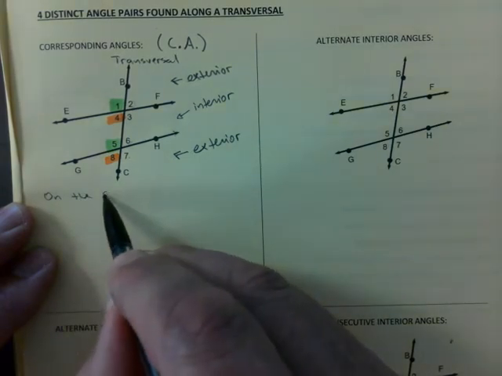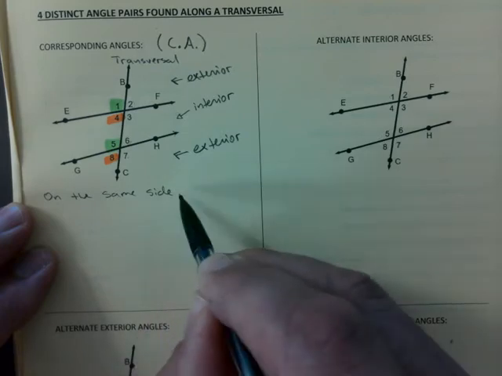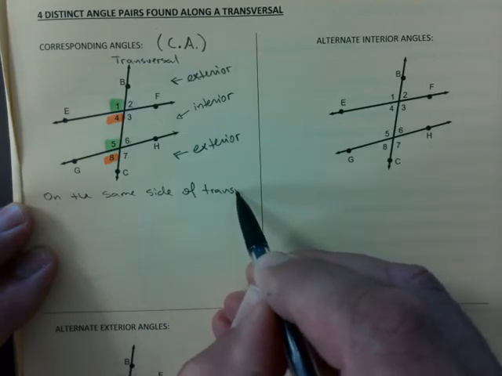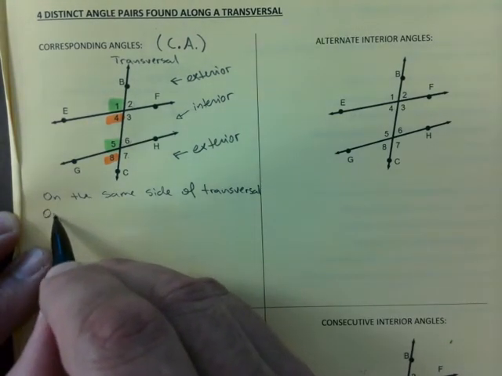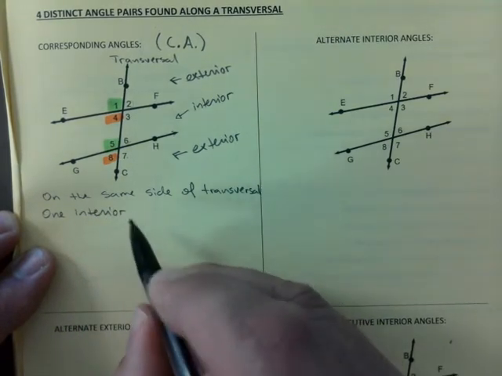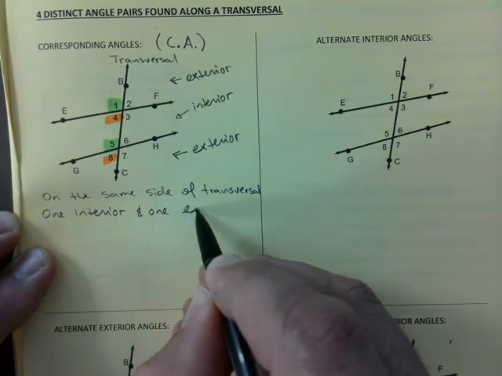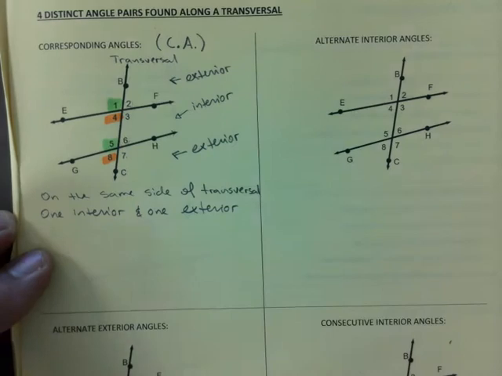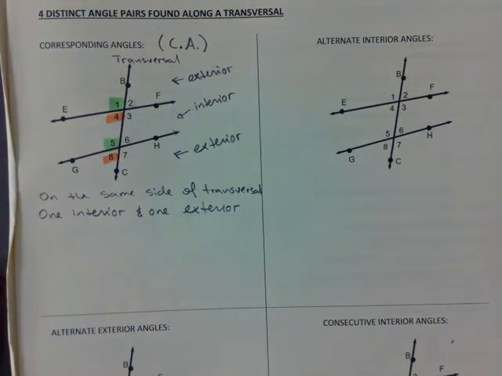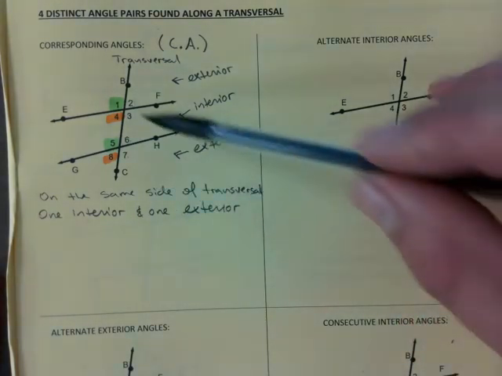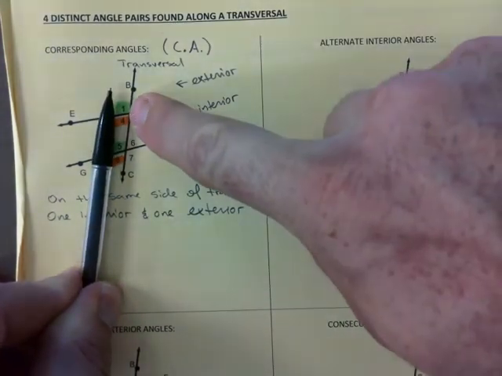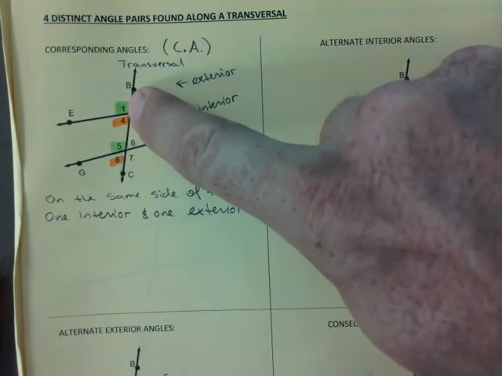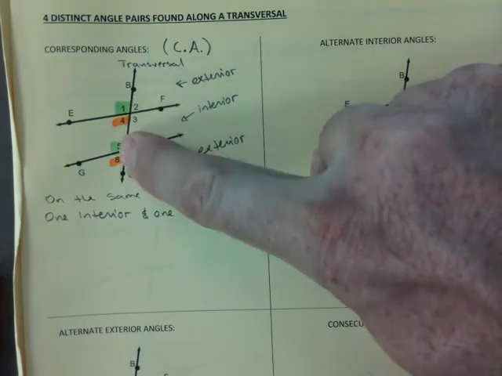On the same side of the transversal, one interior and one exterior. So these are the conditions that need to be met for angles to be called corresponding. If this is a transversal, you need to be positioned on the same side of the transversal. In this case, one is inside, one is outside: one interior, one exterior. So 1 and 5 are therefore corresponding.